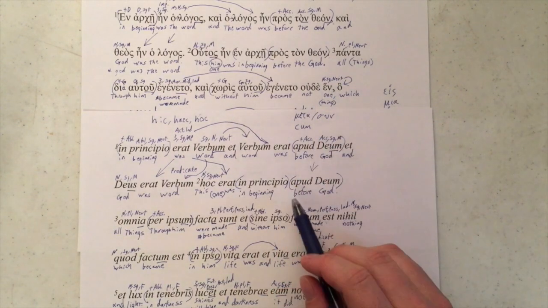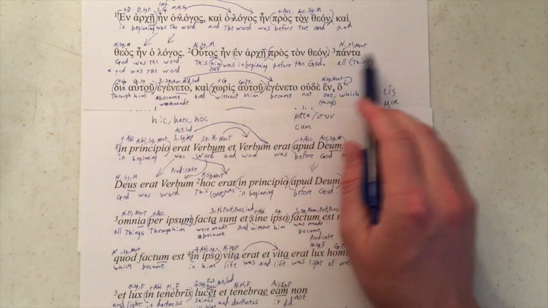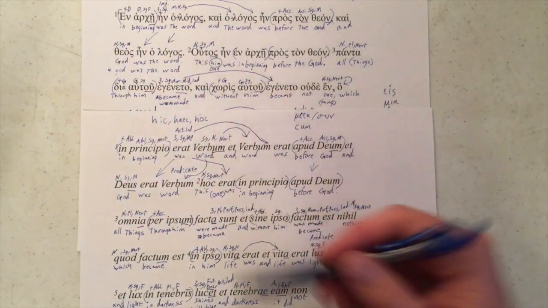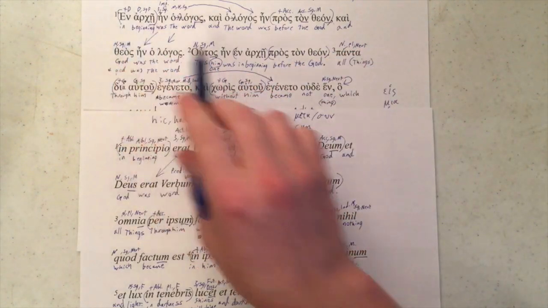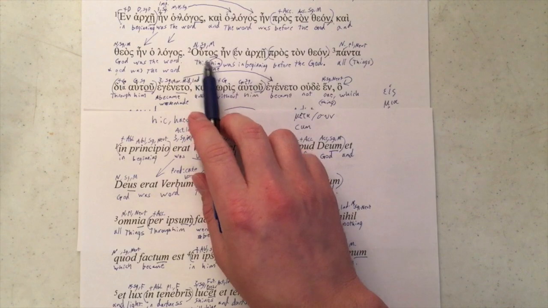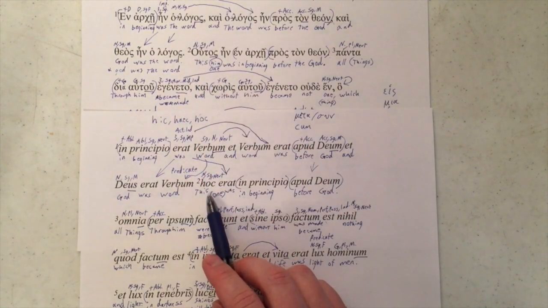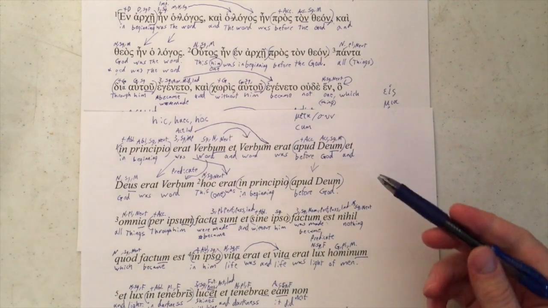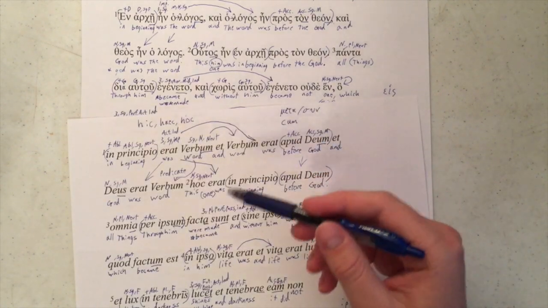We've got the prepositional phrases in beginning repeated, en arche, and then apud deum. Exact same phrase. Even the Greek has the repetition of prepositional phrases. You've got houtos here, and we've got hoc. Latin has a wider variety of demonstratives. Houtos in Greek is the demonstrative, if I'm remembering this correctly, that usually refers to a closer object.